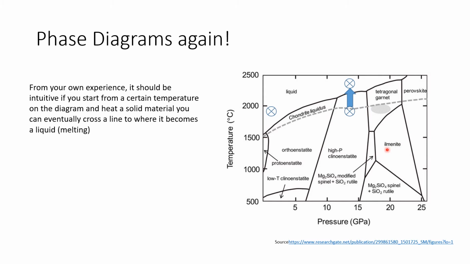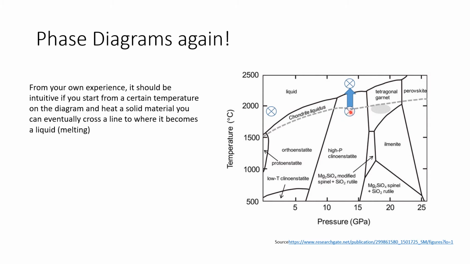this is ilmenite and perovskite. So this is a magnesium silicate melt. So you have a magnesium silicate solid here, a mineral phase, and it melts into a magma right there. Okay, so that's moving temperature.